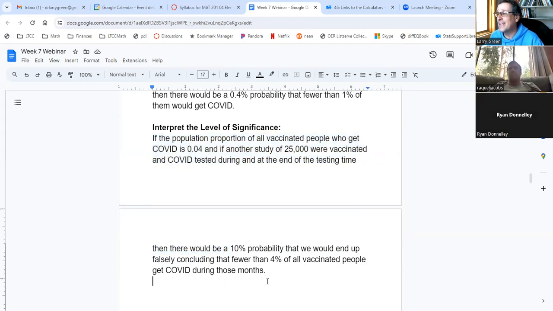One great thing about an online class is that everything you do is on the computer, so you can copy and paste that first piece. If I asked you to both interpret the p-value and interpret the level of significance, they start the same, but they end different. Any questions on the level of significance interpretation? So that's the same thing as the probability of a type 1 error. It's repeating what a type 1 error means. Any questions on that? Okay.